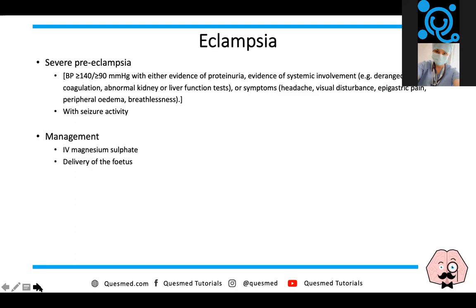Thinking about eclampsia, eclampsia is that scary situation where there is preeclampsia, so remember blood pressure over 140 over 90, with either evidence of proteinuria, systemic involvement or symptoms. However, this also includes seizure activity. So it rarely happens because we usually do manage to catch preeclampsia before it becomes eclampsia. But that is with seizure activity. And management of seizure activity in eclampsia is with IV magnesium sulfate. And again, the only cure for this is delivery of the fetus.